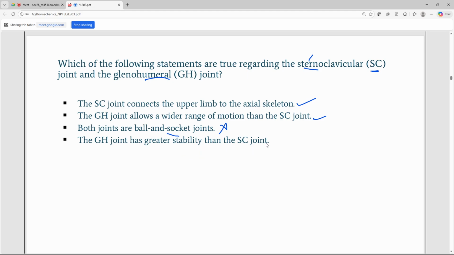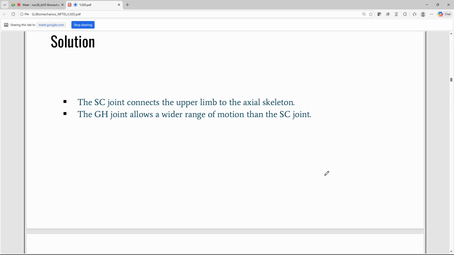No, obviously not. If you understand where the GH joint is, and most of the people, if you have seen, you might have come across some people who had a shoulder dislocation. So if the GH joint has greater stability, those dislocations won't be happening. So this also is wrong. So the answer is option A and B.